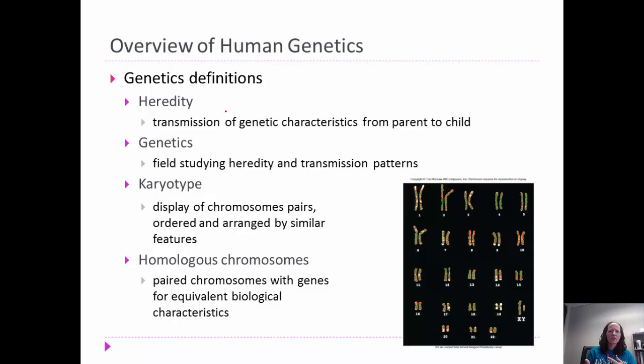It's really important. So genetics is the actual field studying heredity and these transmission patterns, looking to see how when that oocyte and that sperm do come together to form that child, exactly how do all of these different alleles, which we'll introduce here in a second, come together to form this new being.